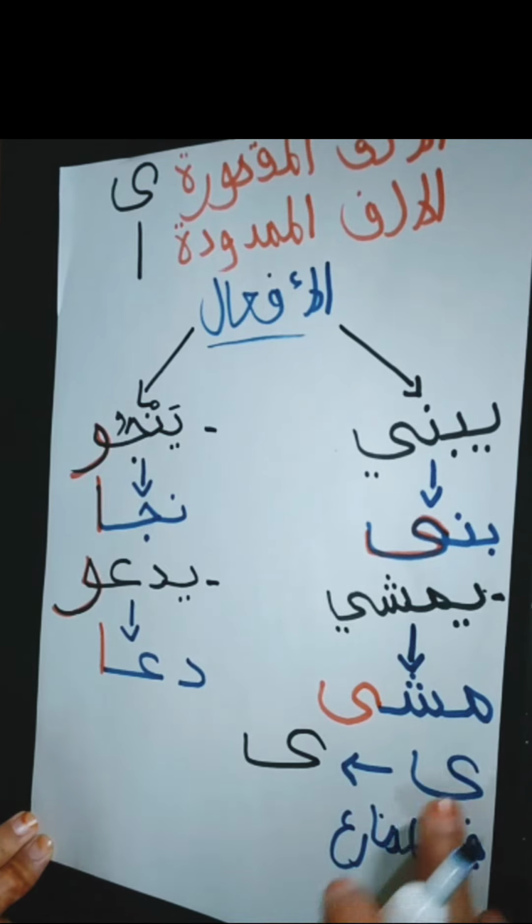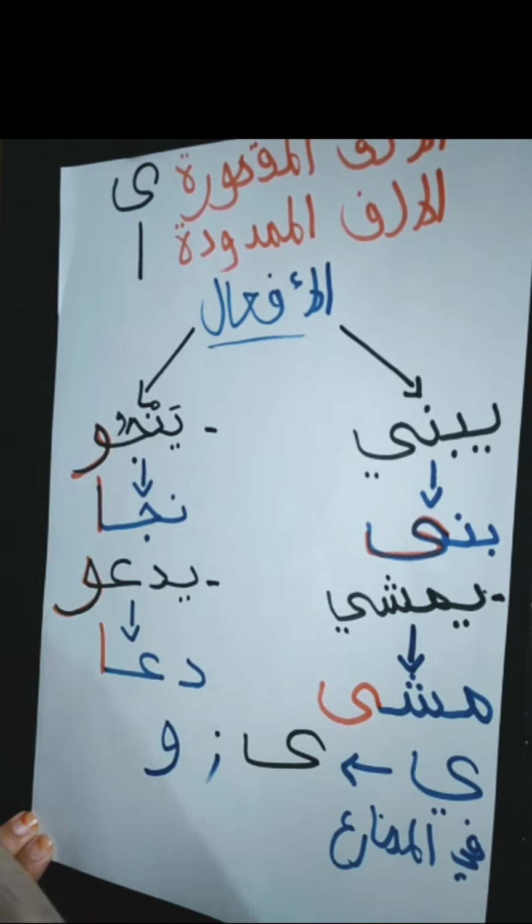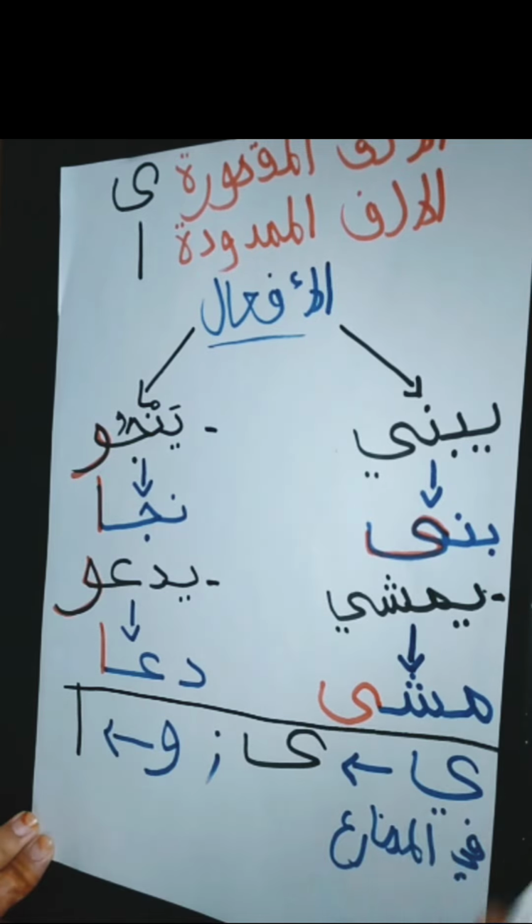In the present tense, of course. And if we find الواو at the end of the word, then we will write الألف الممدودة. الواو gives us الألف الممدودة. It's a simple rule, guys. You should only focus, and it's simple to know the difference between الألف الممدودة and الألف المقصورة. You should only put the verb in the present tense to know how to write the end of these words.